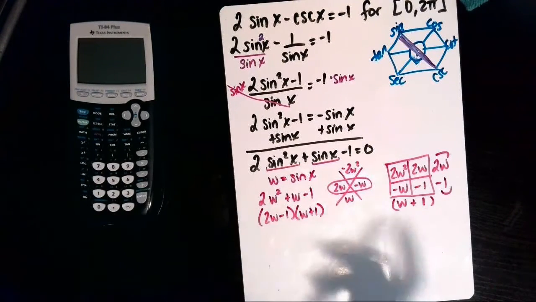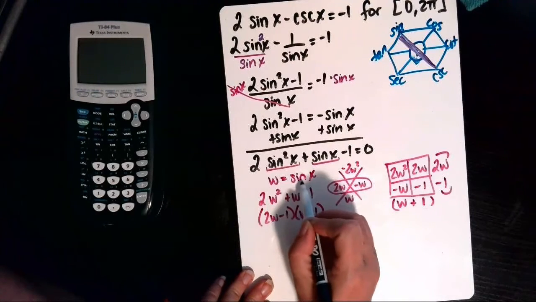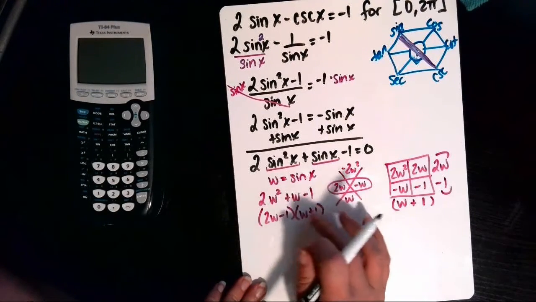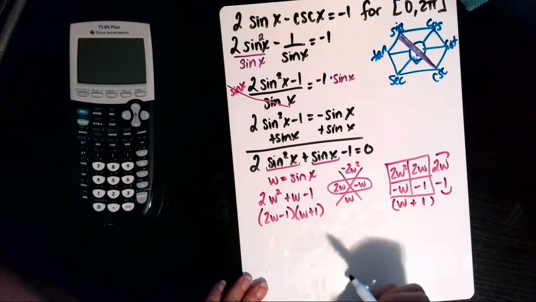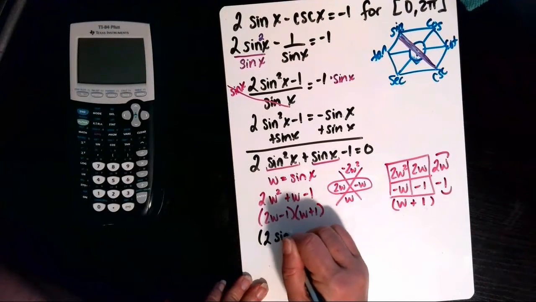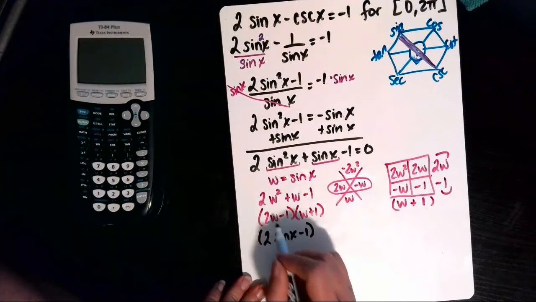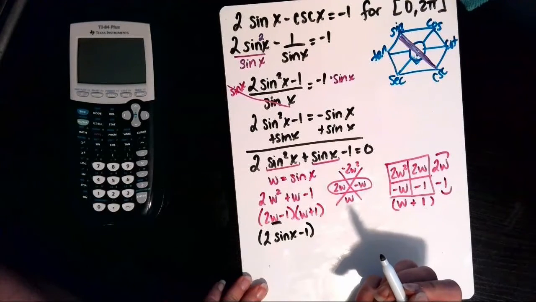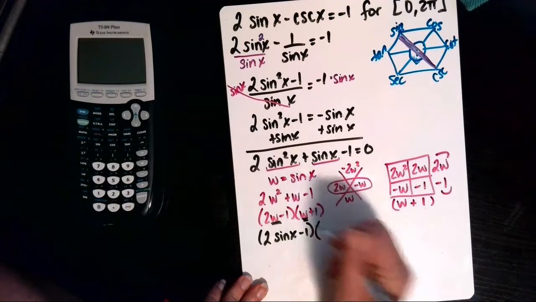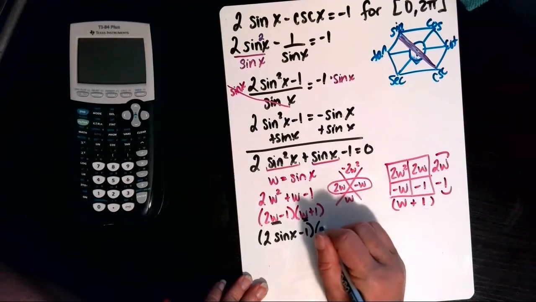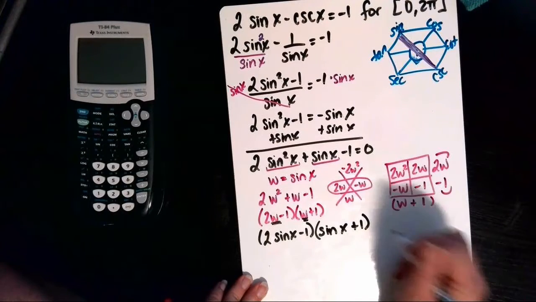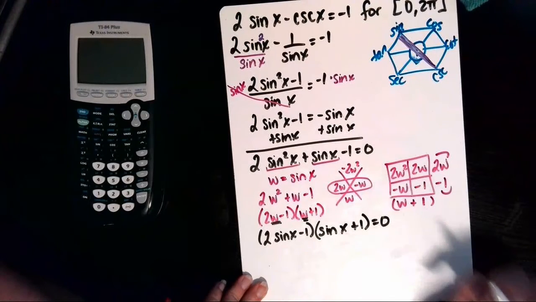And now that it's factored, we can go ahead and replace all those w's with the sine of x, right? We only did that substitution just to make it a little easier to look at. So now I'll have 2 sine x minus 1 because I just replaced w in that factor with sine of x. Now I'll do the same thing with this second factor. I'll replace the w with sine of x, and I have sine of x plus 1 equals 0.